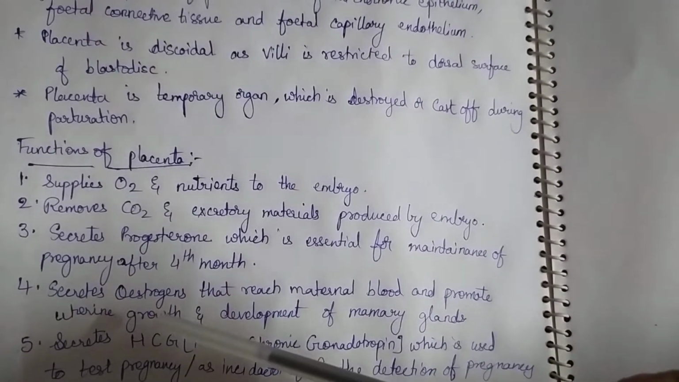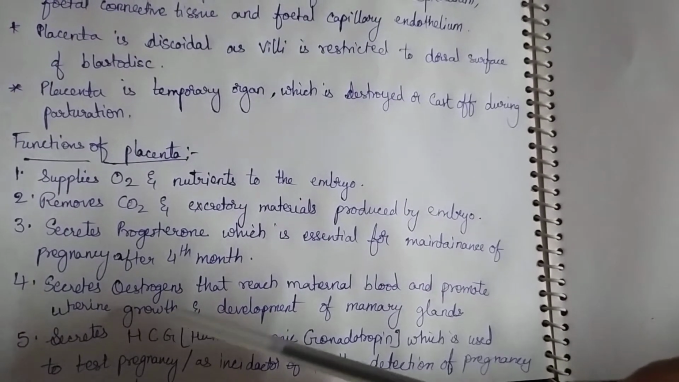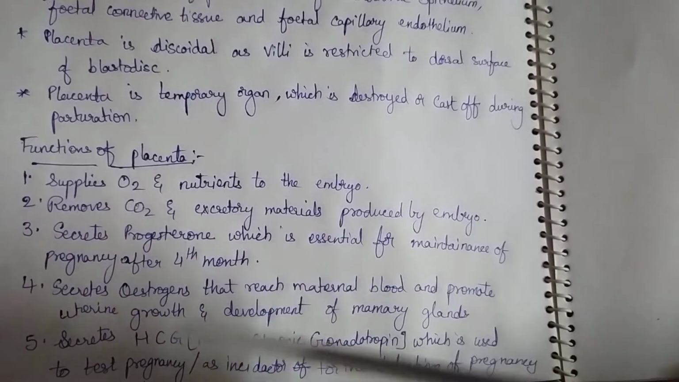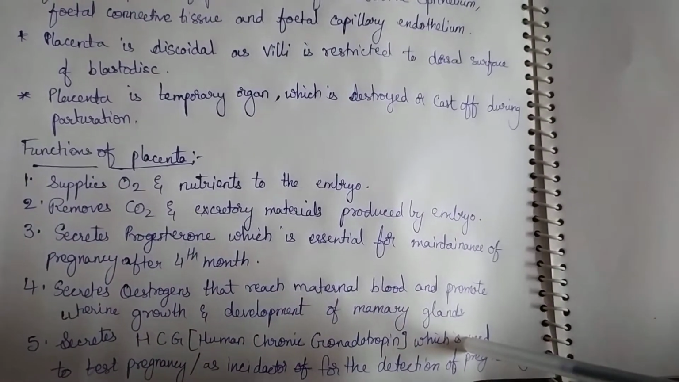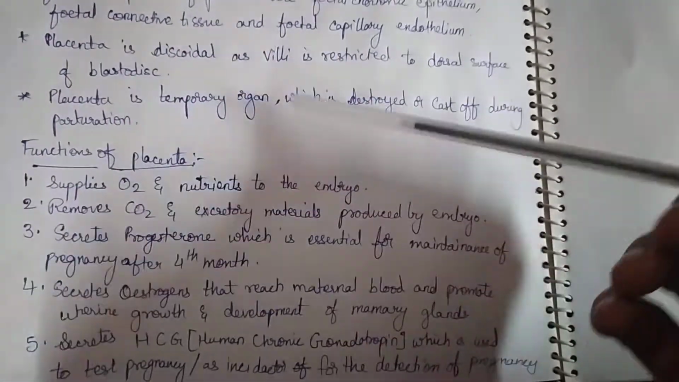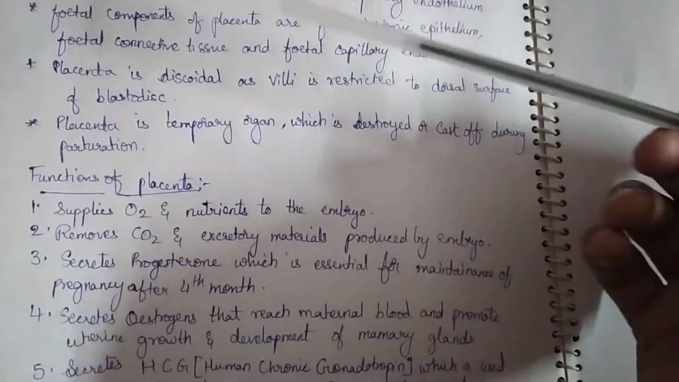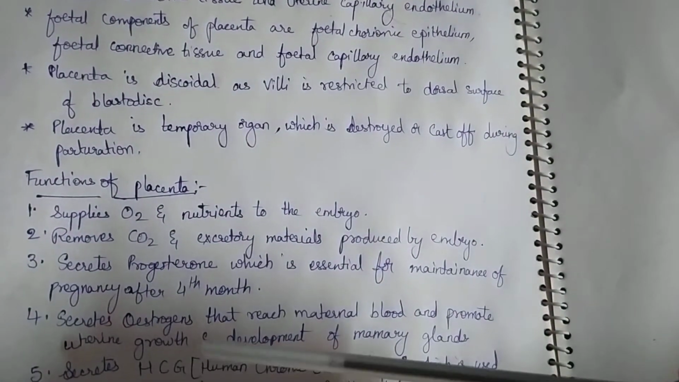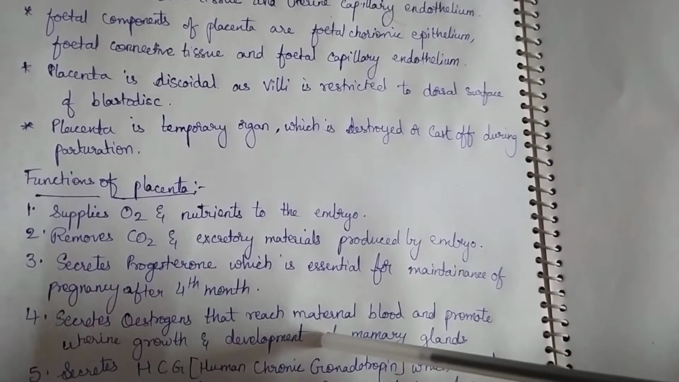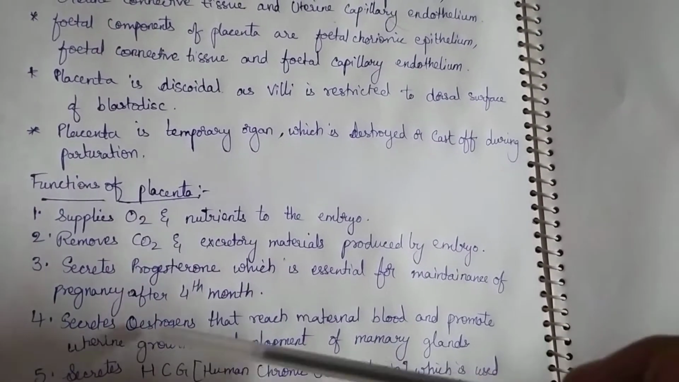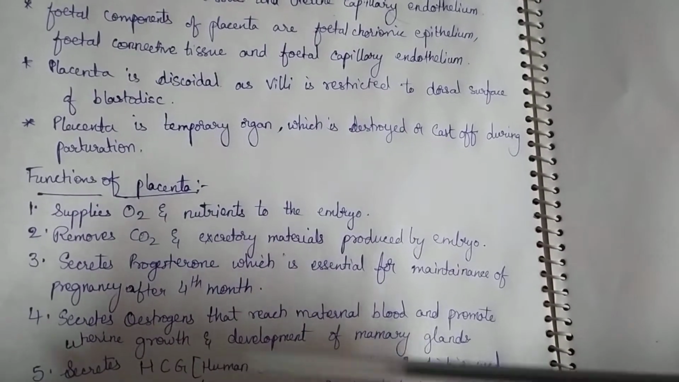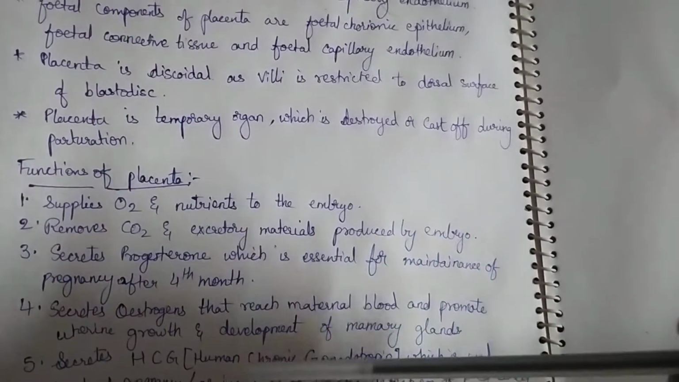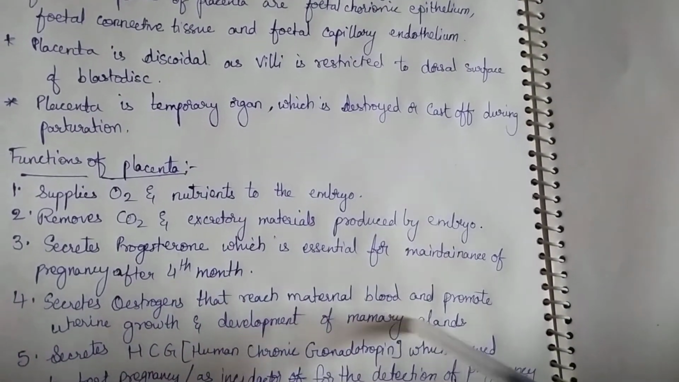It secretes estrogens that reach maternal blood and promote uterine growth and development of mammary glands. There is a connection between the placenta and the maternal blood, that is through villi. So the estrogen reaches the maternal blood, promotes uterine growth for the baby's development, and also develops the mammary glands.